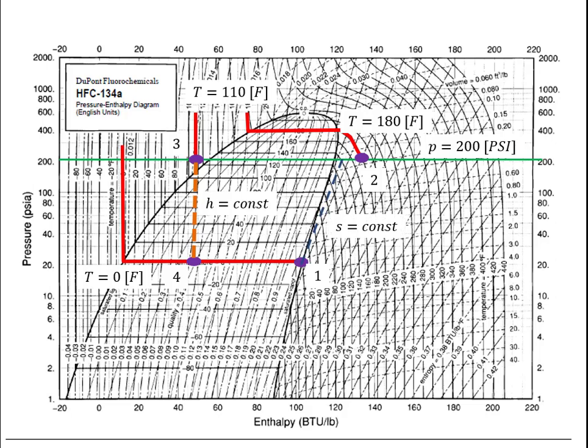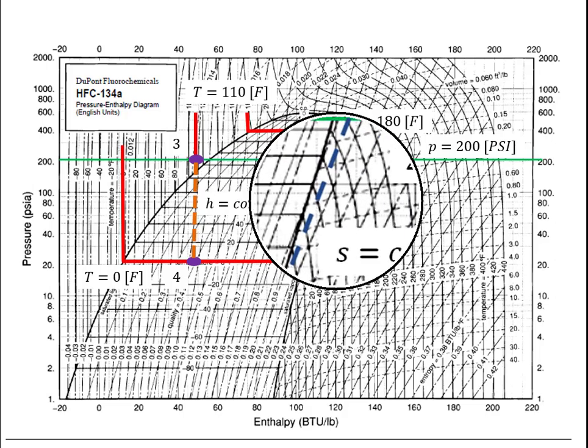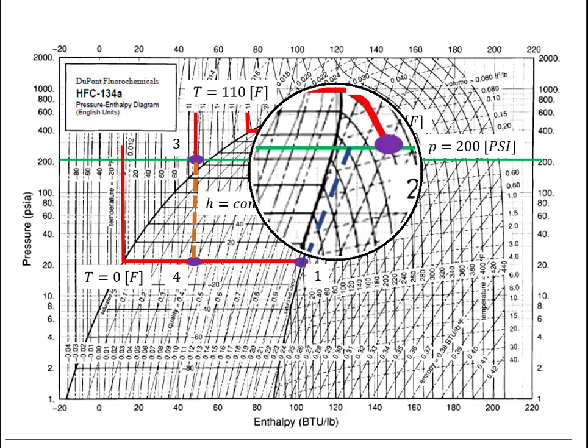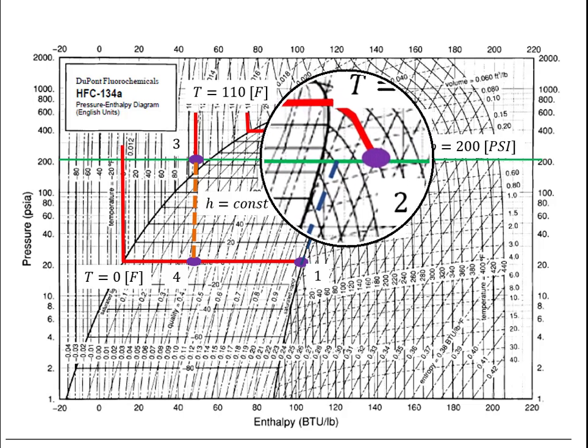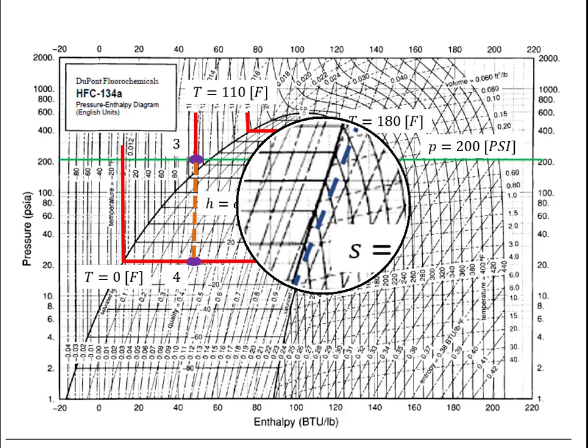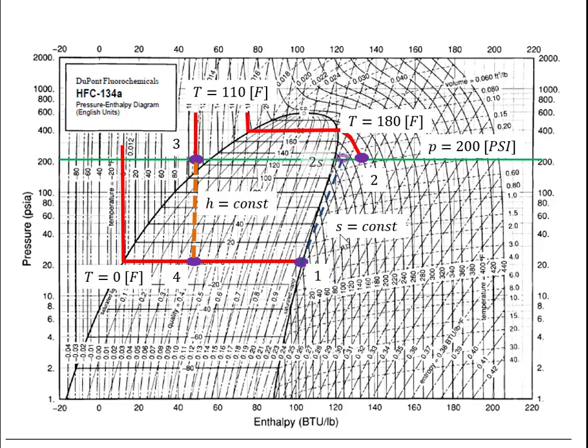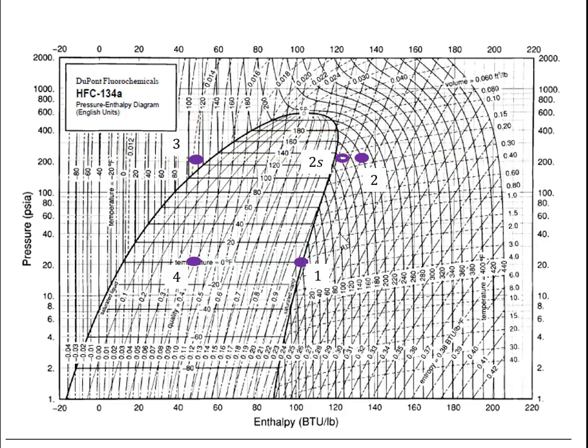Now, the next thing that I need to do is find state 2s, or the exit of an isentropic compressor. In that case, I have to draw a constant entropy line. This is a little bit difficult to do. As we look in here, we have two lines of constant entropy, but the slopes are slightly different. So I try to split the difference between those two lines, and I take that as my constant entropy line, and that gives me state 2s. So when I do this, I have all the states that I need: 1, 2s, 2, 3, and 4.